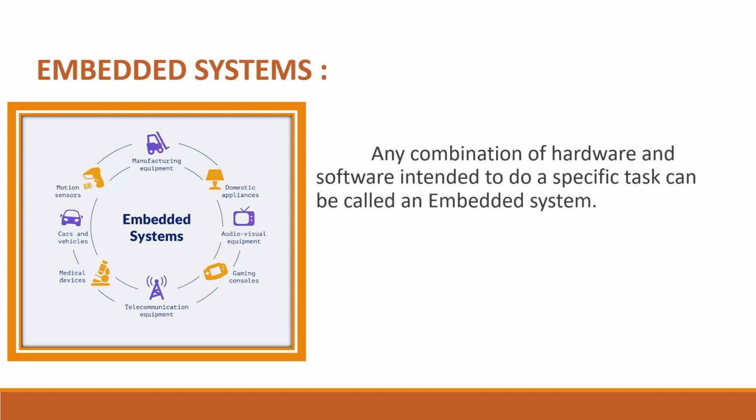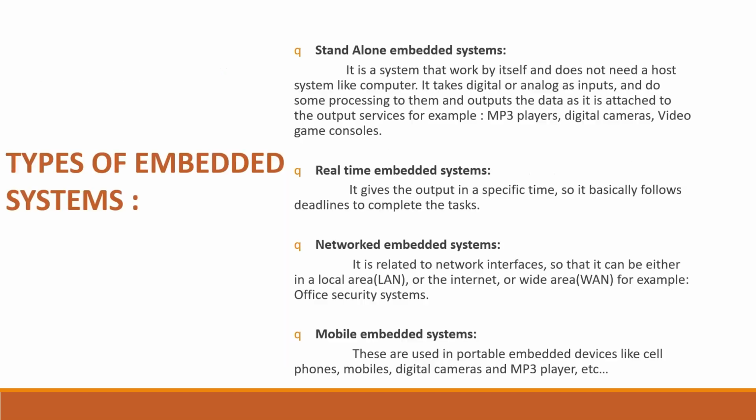Then we are moving on to embedded systems. Any combination of hardware and software intended to do a specific task can be called an embedded system. For example, manufacturing equipment and domestic appliances. We come across lots of embedded systems in our day-to-day lives.